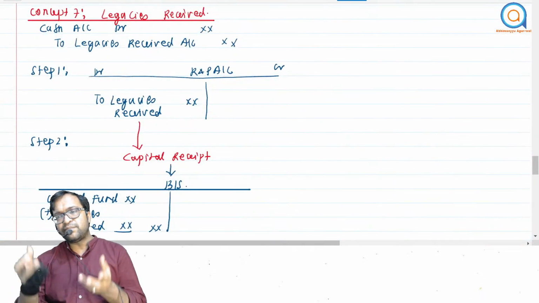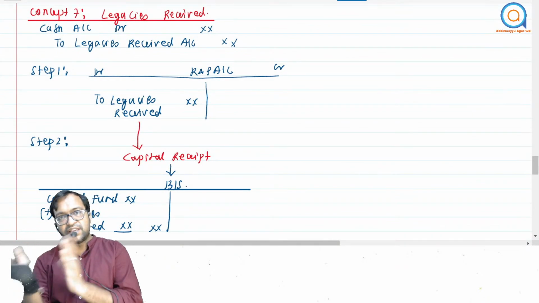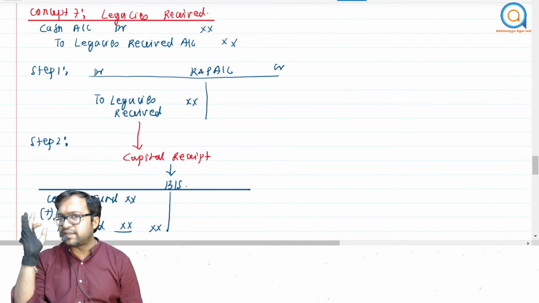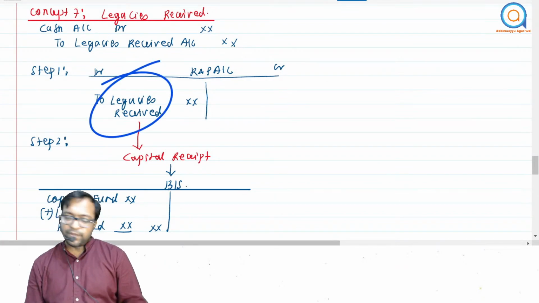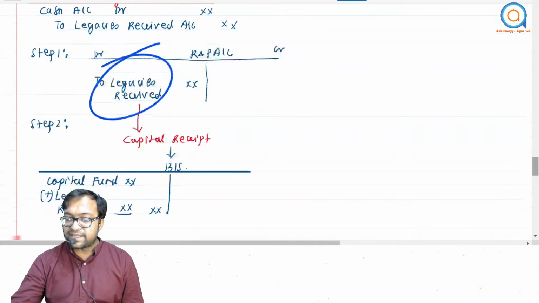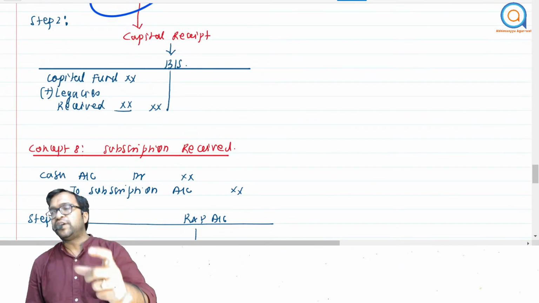Legacy receipt, when somebody is dying on his deathbed and he has made a will and given all the money to NPO. For NPO, it is legacy receipt. When you receive legacy, entry will be cash account debit to legacy receipt. First, you record it on the receipt side of receipts and payment. Now, because legacy receipt is not recurring in nature, it is non-recurring. So, it is basically a capital receipt. So, it should be added with capital fund in balance sheet.